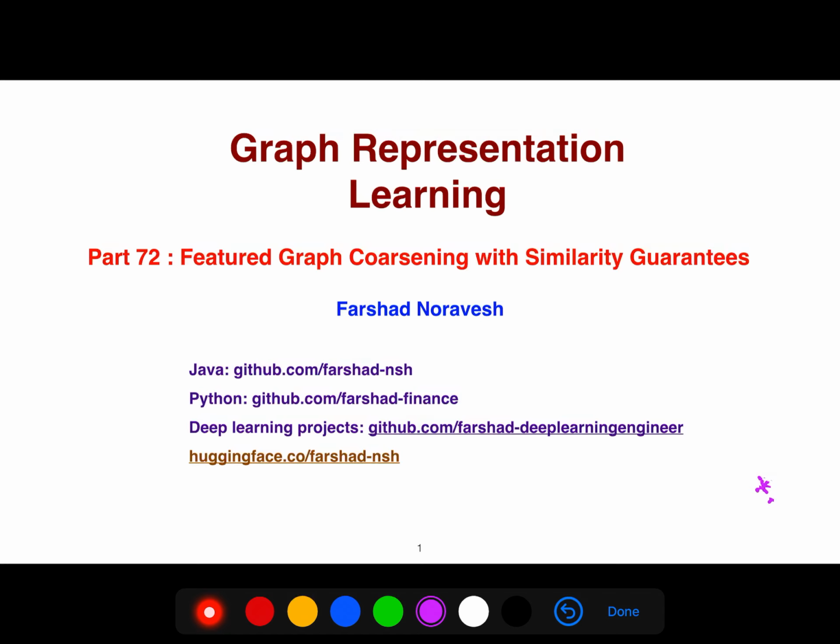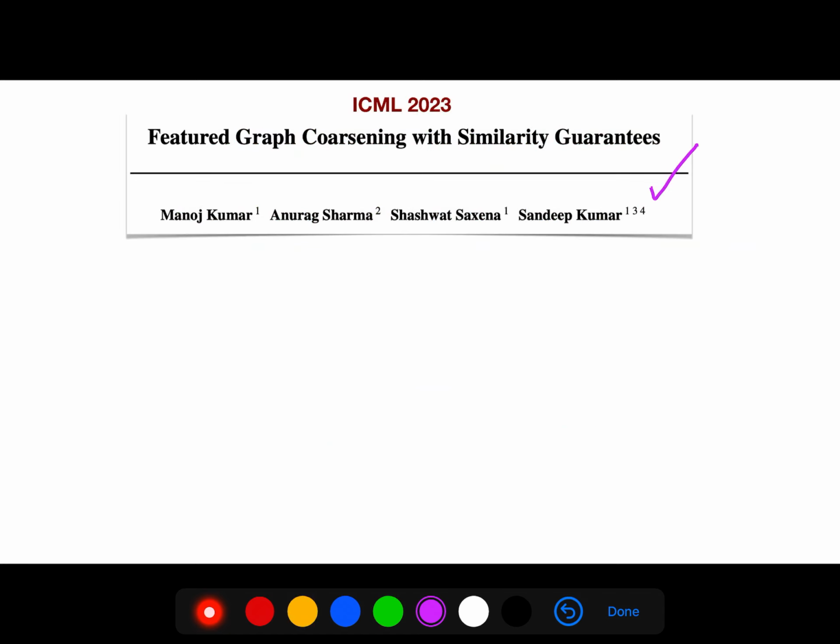Alright, so in this video I'm gonna be explaining another important article with the title Featured Graph Coarsening with Similarity Guarantees. This ICML paper in 2023.